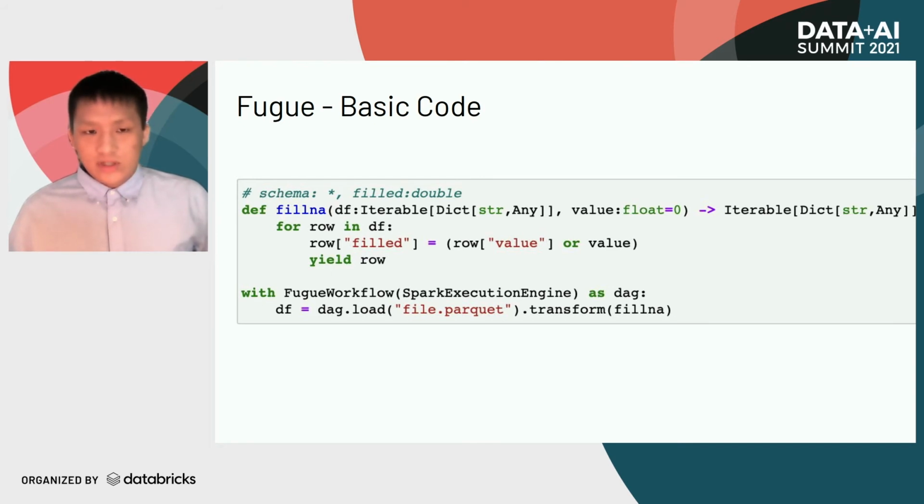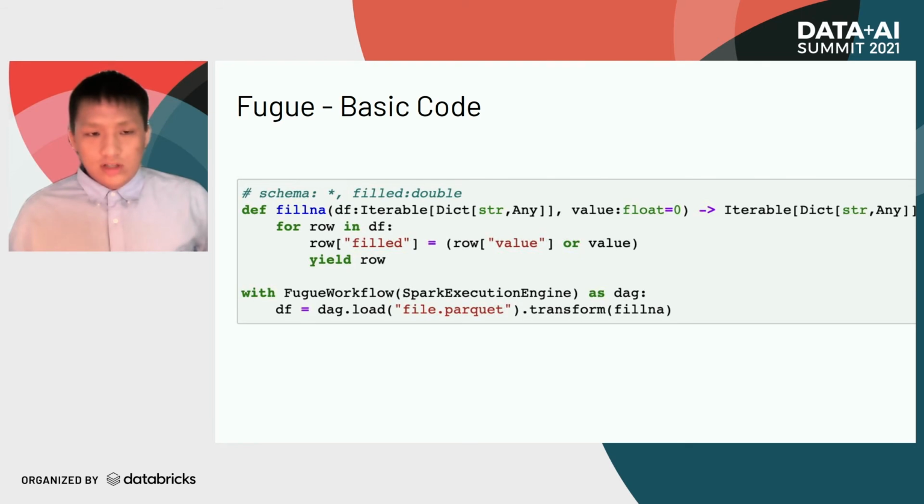It takes in a type df iterable and it outputs an iterable as well. Then in this function, we loop through the rows of the data frame and we create a new item in the dictionary. We create this filled item and we fill it with either the value that existed or the value that was passed in. And then we yield the row. Notice that this function is purely Python and is not coupled to any framework. It does not rely on Pandas or Spark.